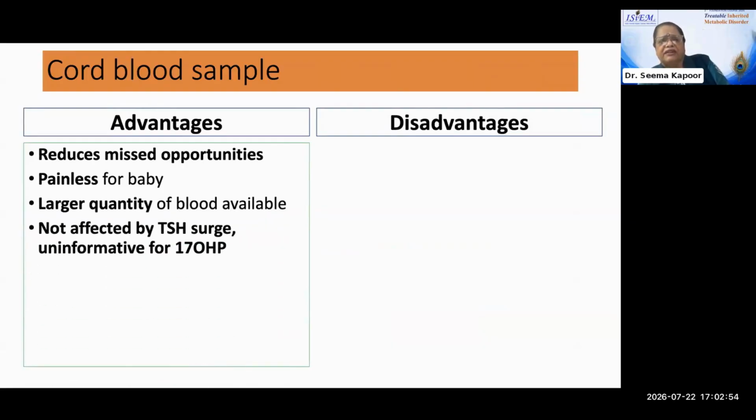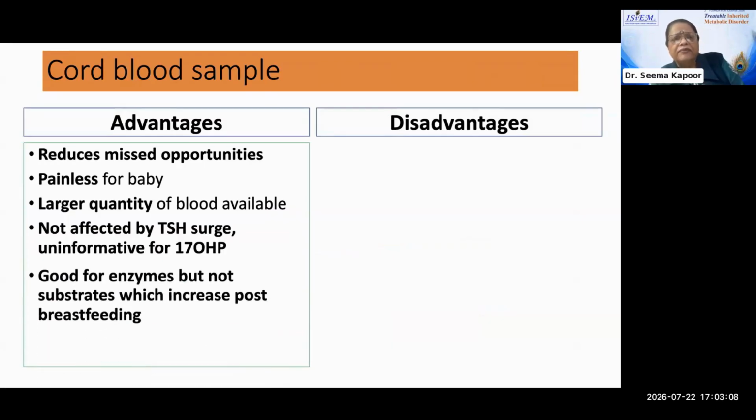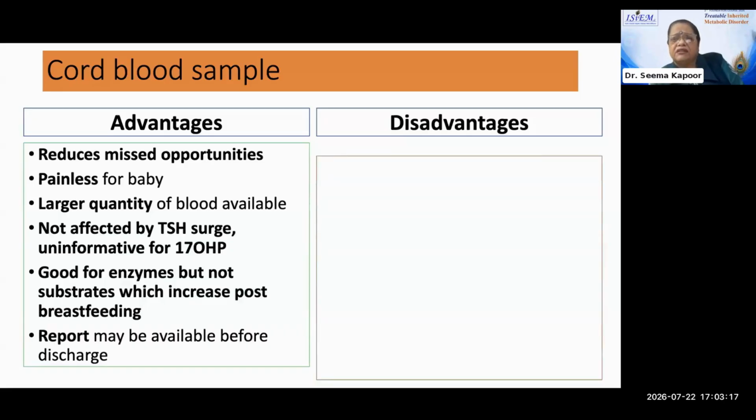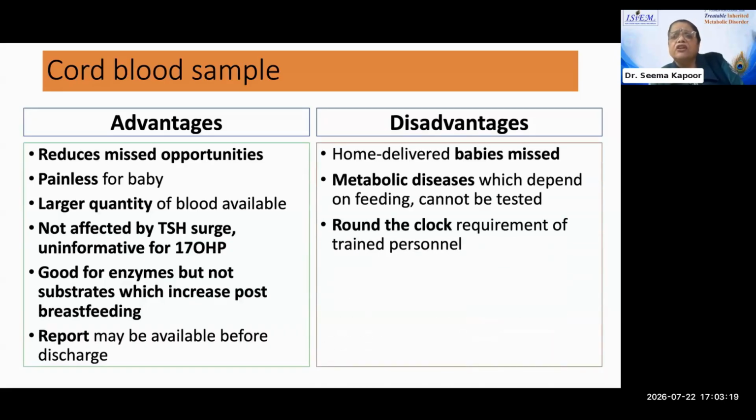Large quantity of blood is available, but you cannot do anything on 17-OHP, phenylketonuria, or any other disease on which milk is required, because milk has not been fed to the infant. So all the other metabolic conditions will go. You have good tests for enzymes, but not for substrates, which depend upon breastfeeding. Though the report may be available at discharge. The disadvantages are you cannot check home-based deliveries, and metabolic conditions cannot be done.